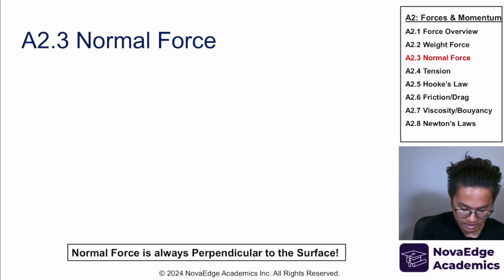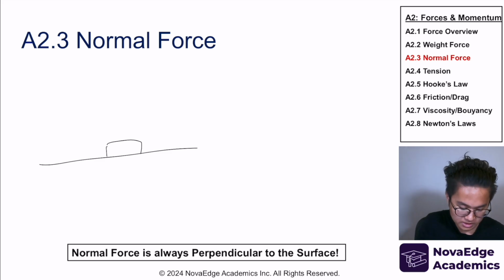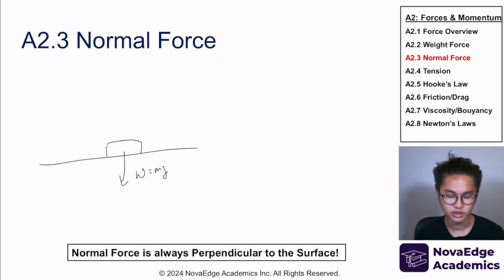Okay? So imagine if there's a book on a table. Well, the book has its own weight, right? That's bringing it down, and that weight is equal to mg, right? However, the book is not accelerating, right? If it is not accelerating downwards, that means that there is no net force. The net force is not downwards, it is 0, right?